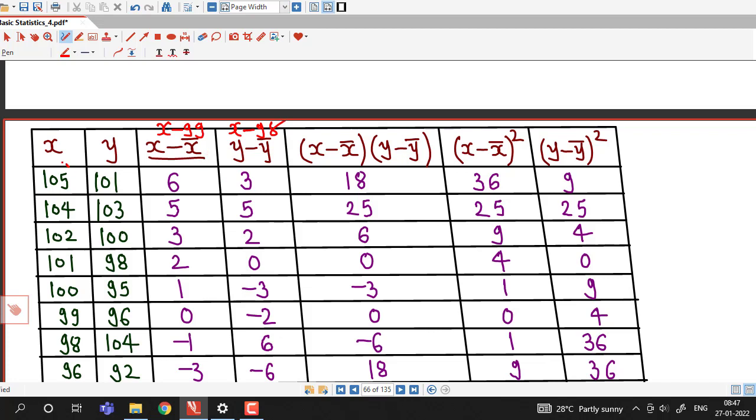So x minus 99 means we have to subtract 99 from each of these values, and we obtain all these deviations. Similarly, this is y minus 98. That means we have subtracted 98 from each of these values, and we obtain this column. This column is the product of all these values. Then (x minus x bar) square means we are squaring all these values and writing here. Similarly, (y minus y bar) square is obtained by taking the square of all these values.